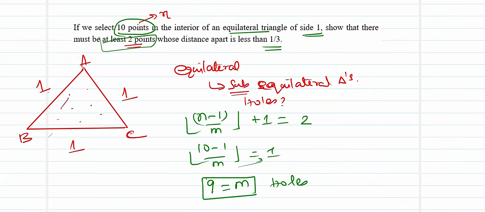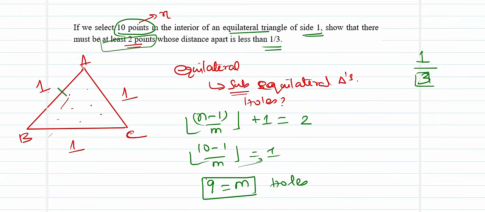Now comes the construction part. How is it possible for me to equally divide? Because I need to know that each of the holes must be of equal size. So how to equally divide this triangle into 9 sub-triangles? The clue over here has been given that the distance between them is going to be less than 1 by 3, that is 1/3 of the size. So if the total size is going to be 1, let me divide it into 3 equal parts. Then each part will be 1/3 of it.